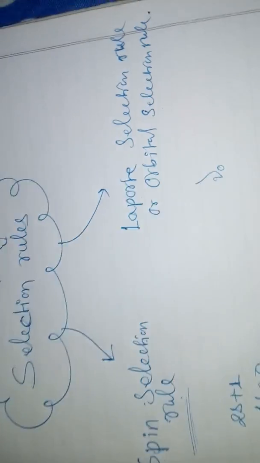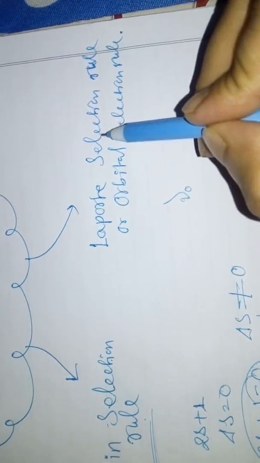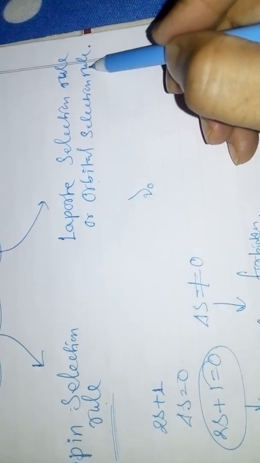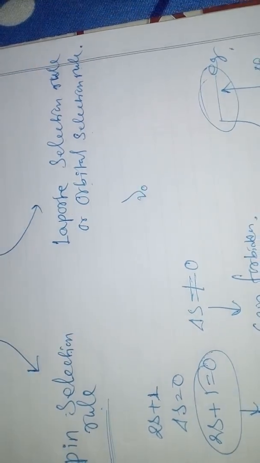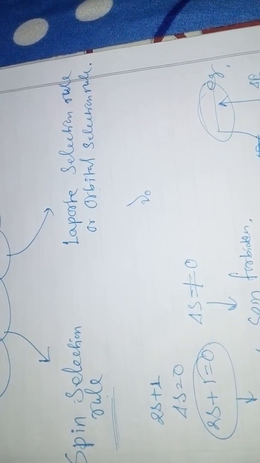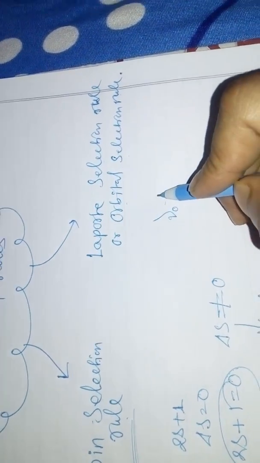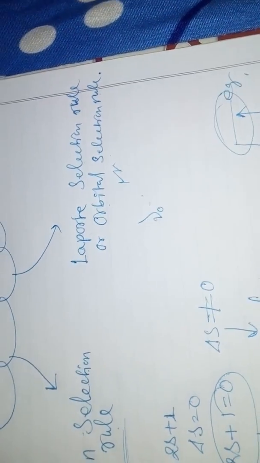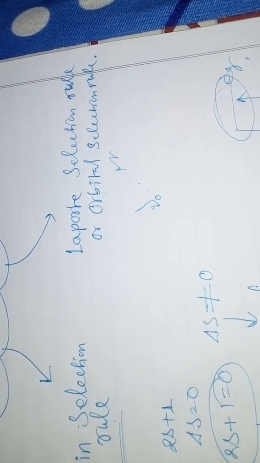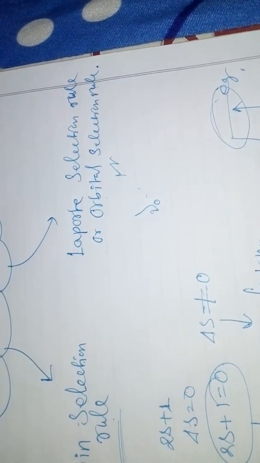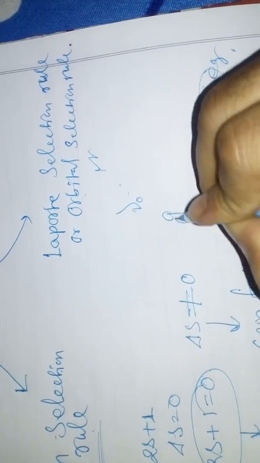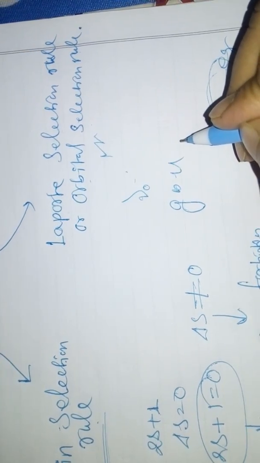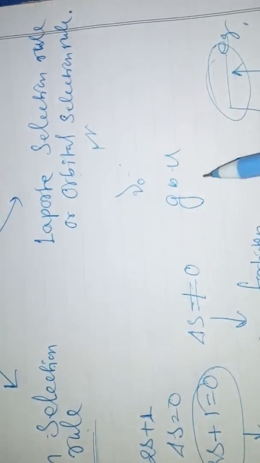The second one is the Laporte selection rule or orbital selection rule. In the Laporte selection rule, in molecules with a center of symmetry, all the wave functions associated with the metal ion orbitals are either gerade or ungerade. D and S orbitals are gerade.